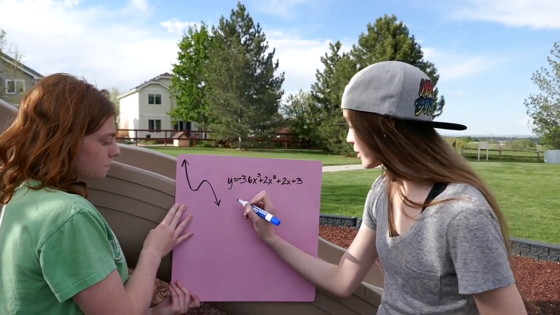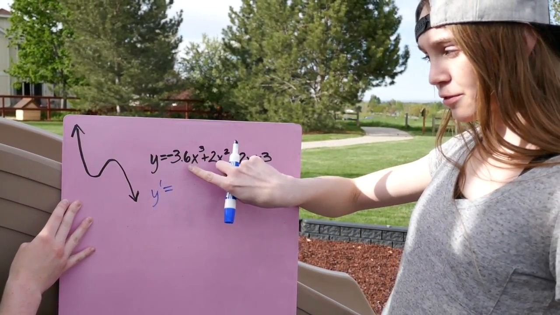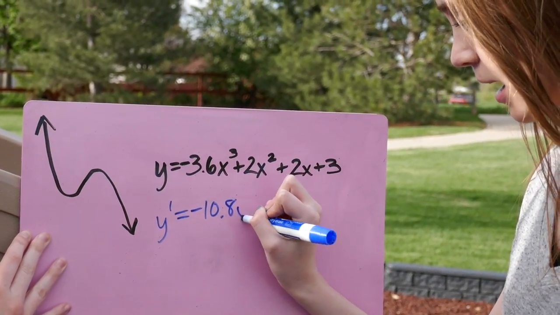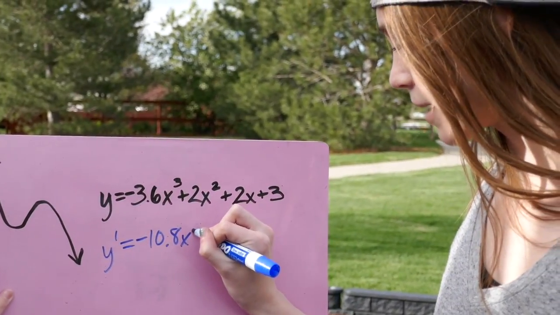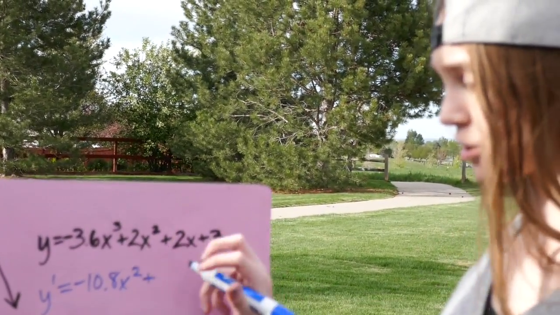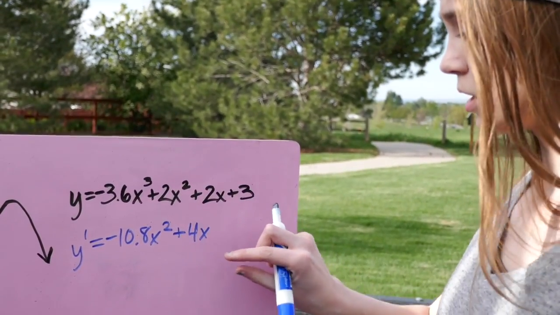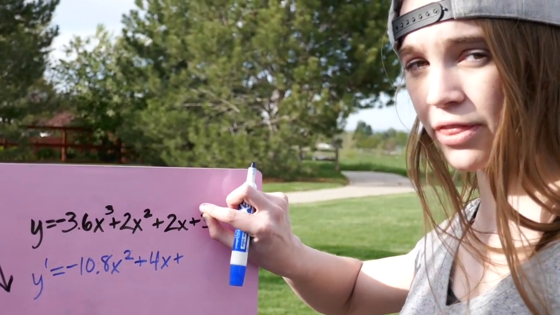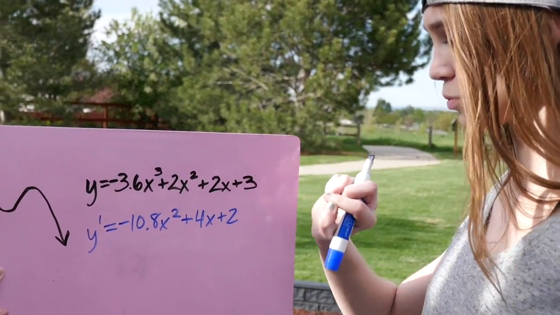So to do the first derivative, you take this 3 times the negative 3.6, which is negative 10.8x, and then this third goes down by 1, so it becomes squared. Plus this 2 times that 2 is 4x, and then this squared becomes to the 1. Plus this is x to the 1, so this times the 2, and this x to the 1 becomes x to the 0, which is 1.